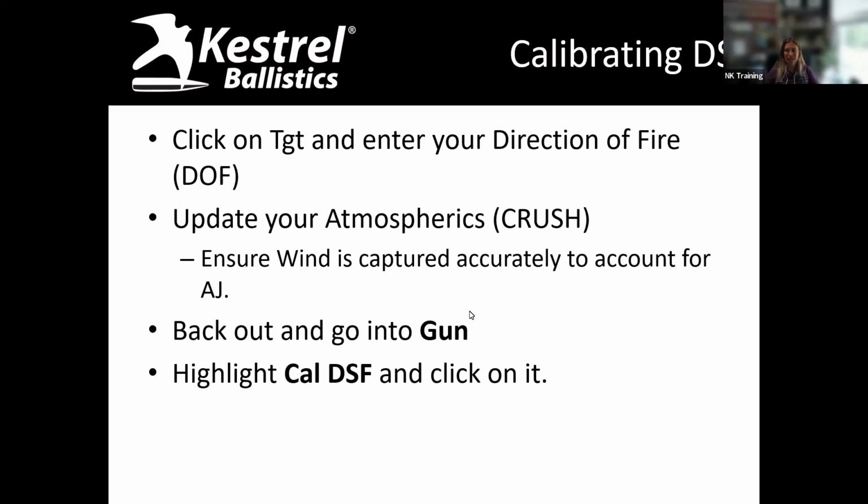To get into Cal DSF, you're going to go into gun. So from your home screen, scroll down to your gun, just like you did to get into Cal MV. You're not clicking on MV. You scroll down in your gun profile till you see Cal DSF. It's pretty close to the bottom. Right underneath it is delete gun. Make sure that is not where you are. Don't do that. All right, and you click onto Cal DSF.